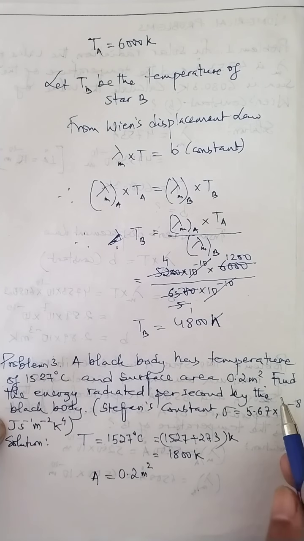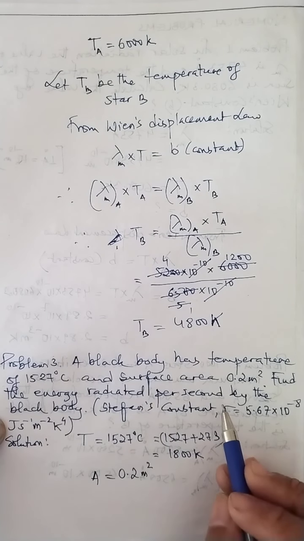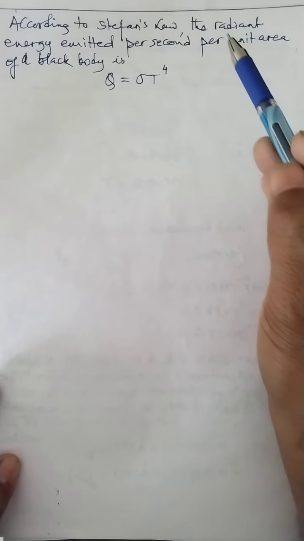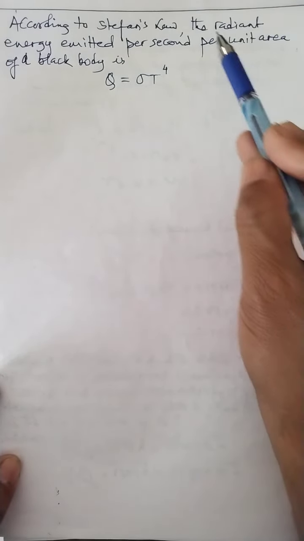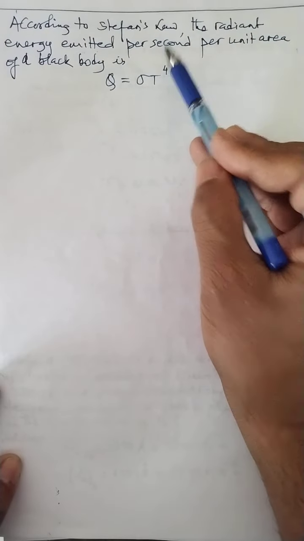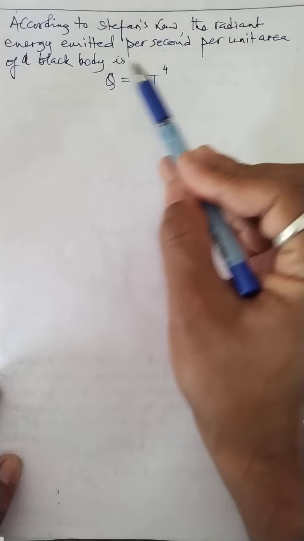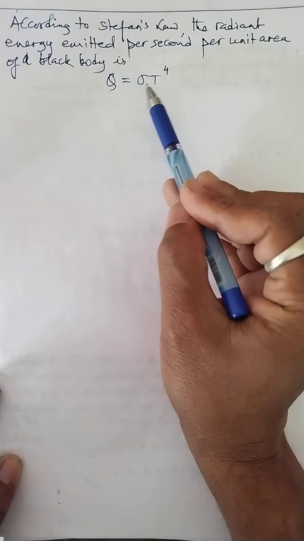Now the question says to find the energy radiated per second by the black body. Now to calculate the energy radiated per second by the black body, we have a formula, and the formula is given by which law? Stefan's law. According to Stefan's law, as you have learned already, the radiant energy emitted per second per unit area of a black body is given by Q, and this Q equals sigma T to the power 4.